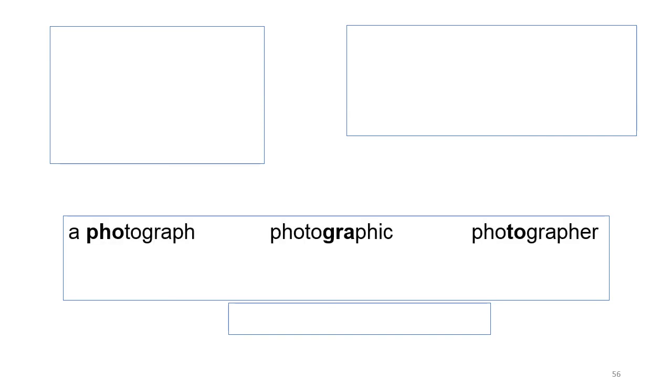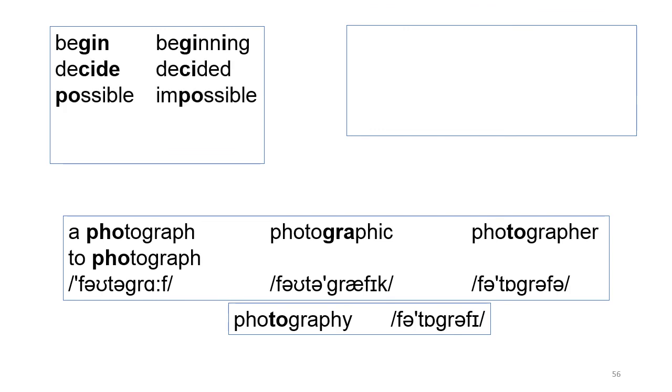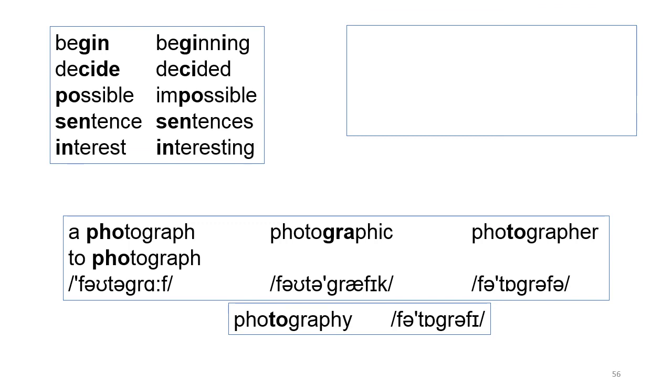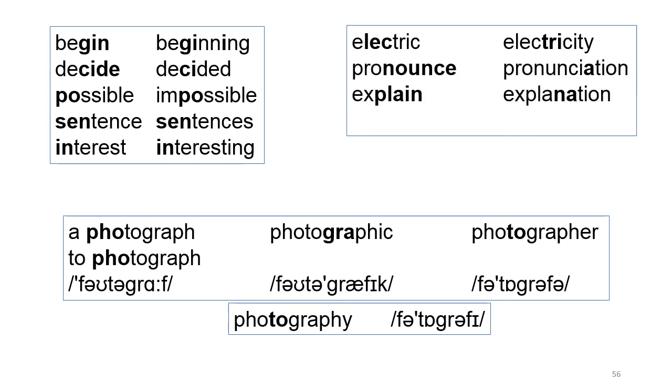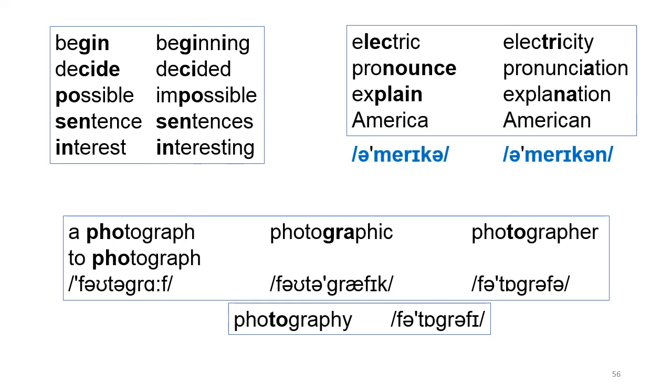In English, words which are related morphologically don't always have the same stress pattern: a photograph, photographic, photographer, to photograph, photography. But we also have begin, beginning, decide, decided, possible, impossible, sentence, sentences, interest, interesting, same stress pattern. Electric, electricity, pronounce, pronunciation, explain, explanation, America, American. Whenever you're learning a new word, it's a good idea to learn the stress pattern.